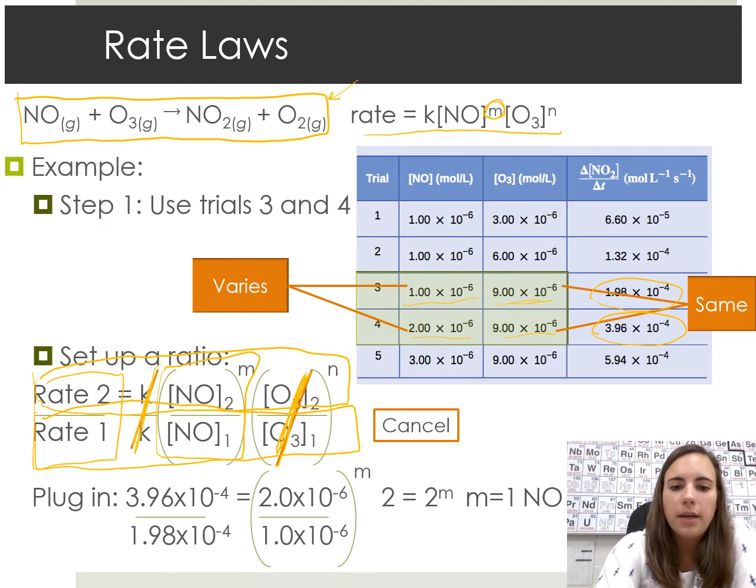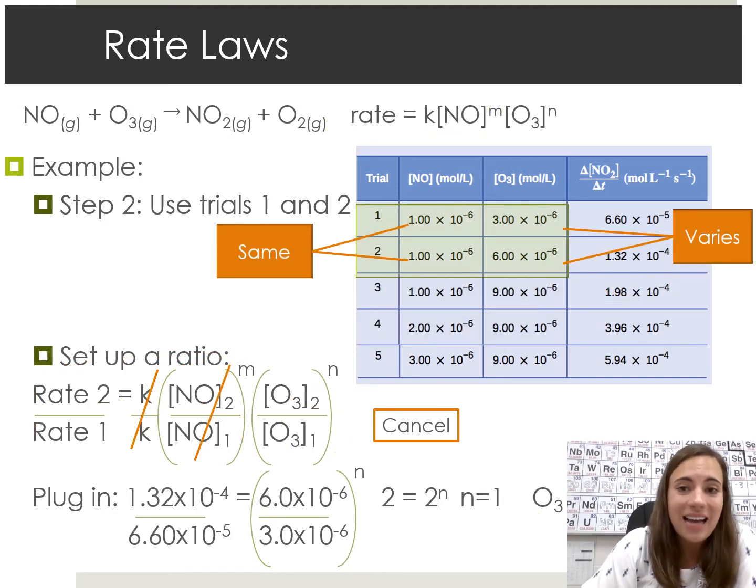So when I plug in my rate 2 over rate 1 equals my concentration of nitrogen monoxide in my second trial divided by the concentration of nitrogen monoxide in the first trial, I get 2 equals 2 to the m. So what is m? Well, this one's very simple because it's very clear that 2 raised to the 1 would give me 2. So nitrogen monoxide is first order.